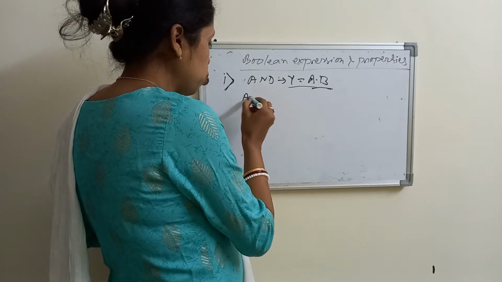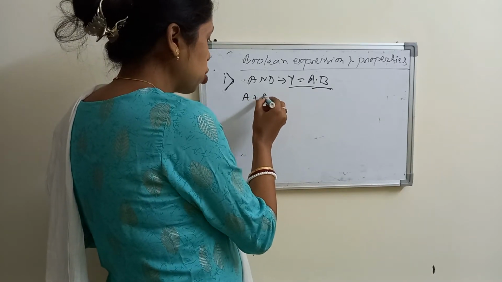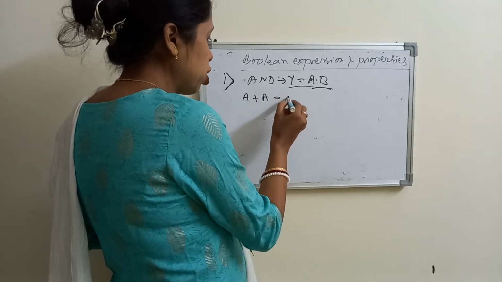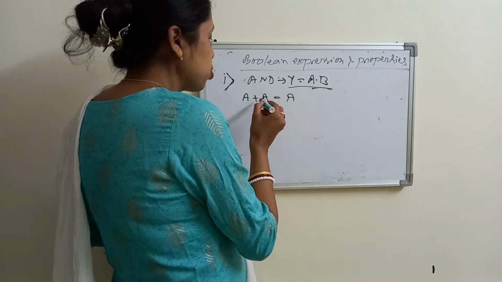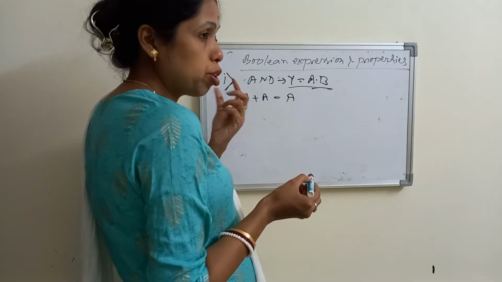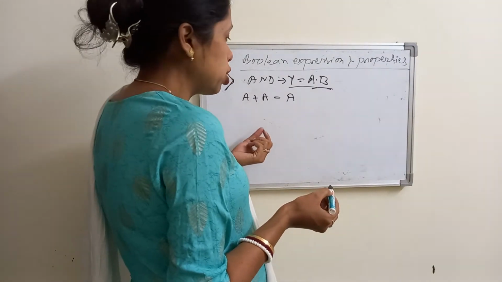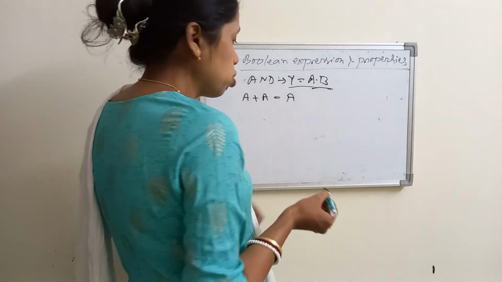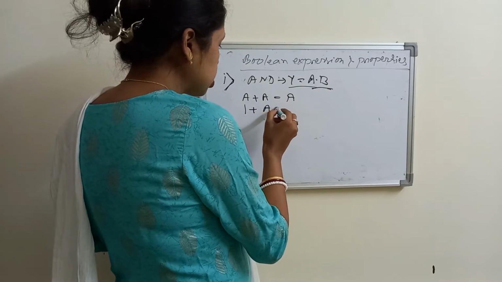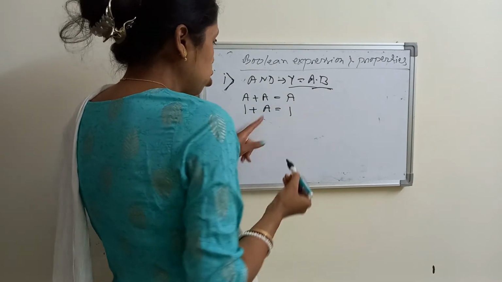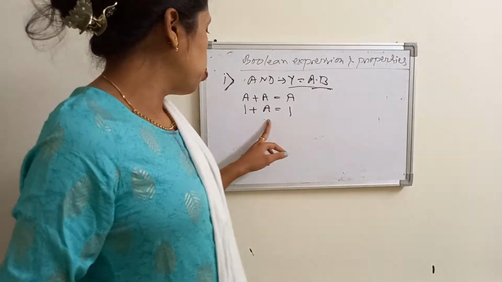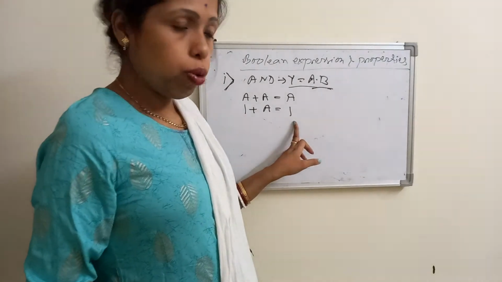Suppose you have one input. If we add the same input with itself, you will get the same input. That means the logical operation a plus a is equal to a. The logical operation between similar inputs gives only the same input, right? So if we add 1 plus a, you will get 1. Whatever the value of a, either 0 or 1, if you add any input with 1, you will get 1.